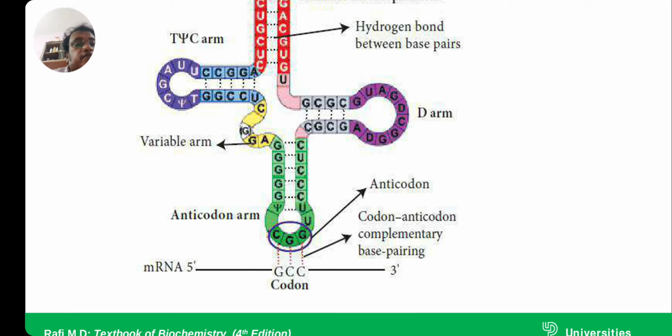And fifth is the variable arm. This arm is the most variable in transfer RNA. Based on this variability, transfer RNA is classified into two forms. Class 1 transfer RNA is the most predominant, about 75%, with 3 to 5 base pairs in length. And class 2 transfer RNA contains a 13 to 21 base pair long arm.